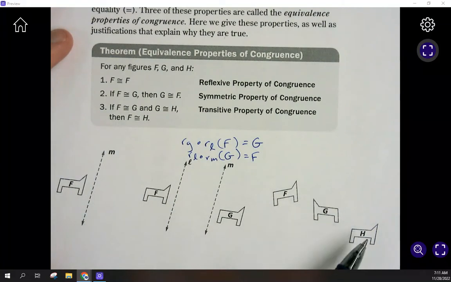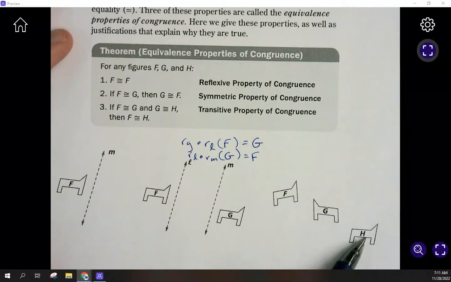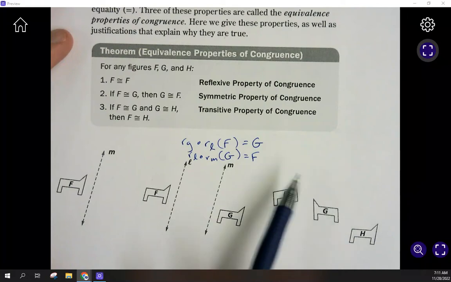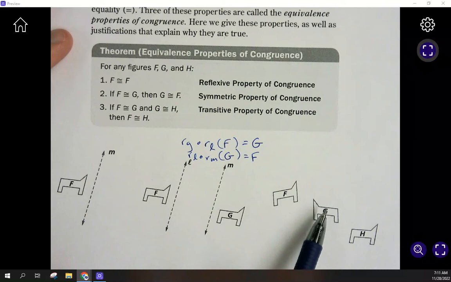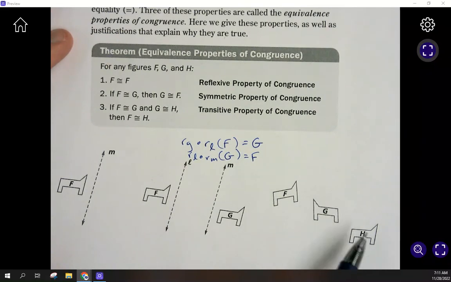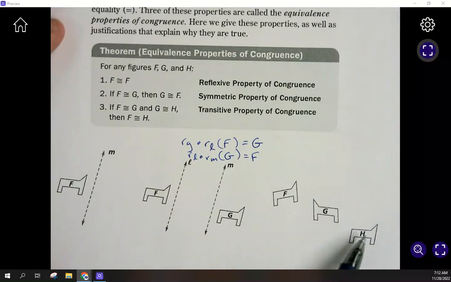So even if I don't directly relate these two together, although you can see that those right there look like a translation, maybe a little bit of a rotation, so you could relate those directly without that middle piece, the transitive property says I don't need to do that. If I know F is congruent to G through an isometry, and G is congruent to H through an isometry, then I can automatically just jump to the conclusion that F is also going to be congruent to H, and that's our transitive property.